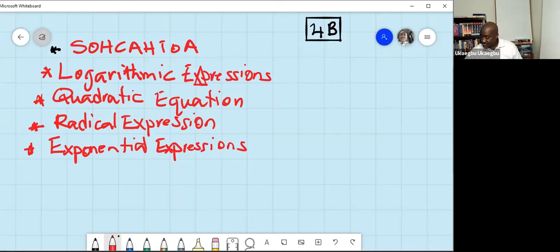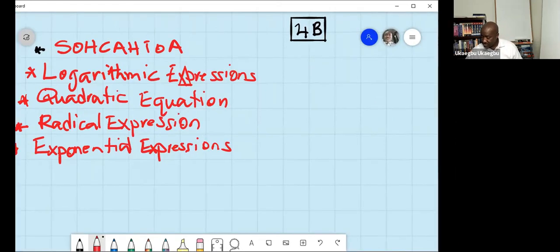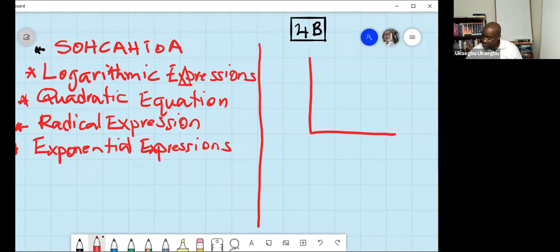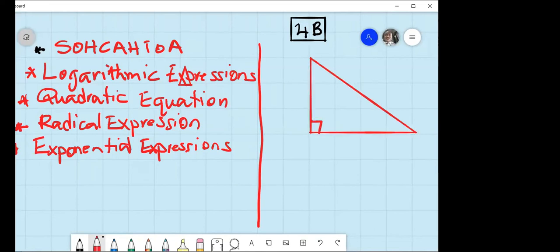Sohcahtoa. Okay, so I'll just draw a line, and then let me draw a figure. Tell me what you see. What did you see? A right triangle.